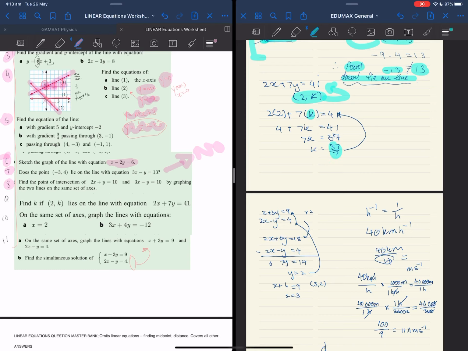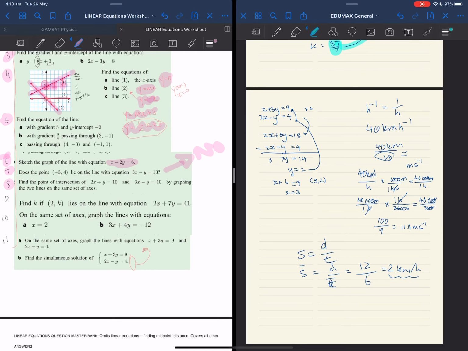It looks like a weird number. If ever you get a weird number, you can just double check it by substituting this back in. Check if it makes sense. If both sides are correct, then you're right. So this is done. On the same set of axes, graph the lines x is equal to 2, and 3x plus 4y is equal to negative 12.